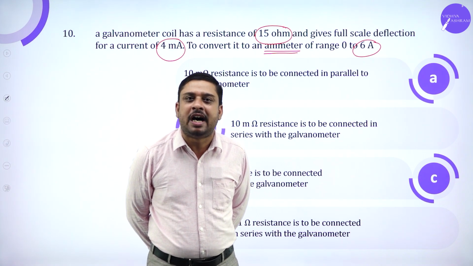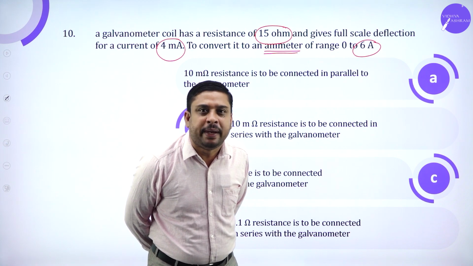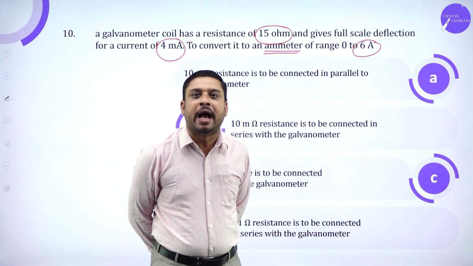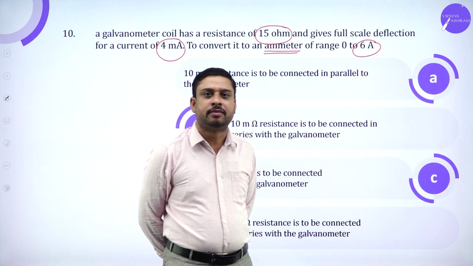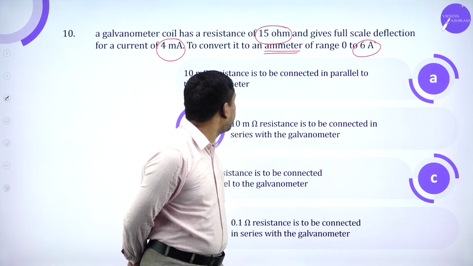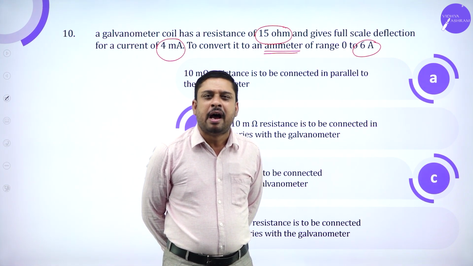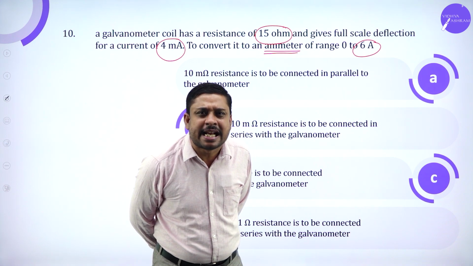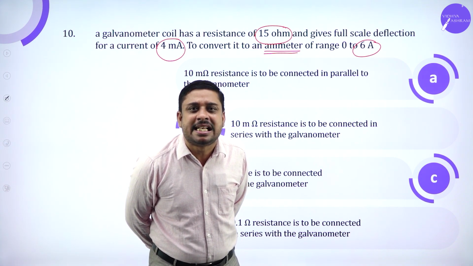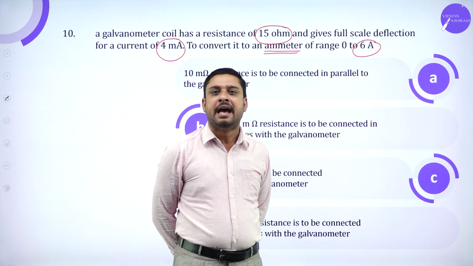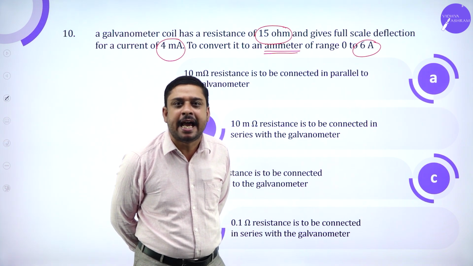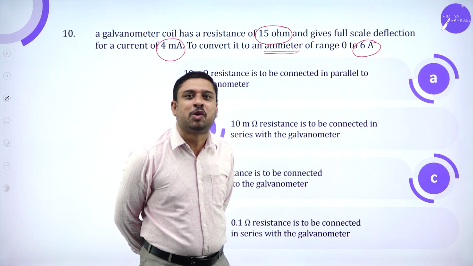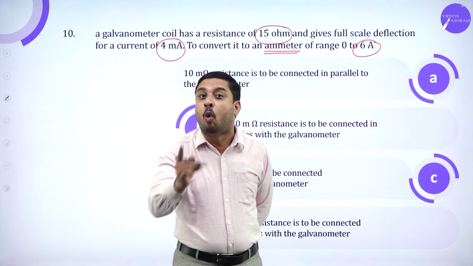I am converting the galvanometer into an ammeter. So what should I do? A small resistance called shunt resistance has to be connected parallel to the galvanometer.